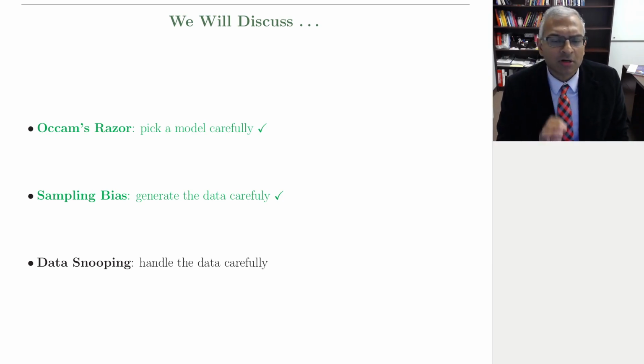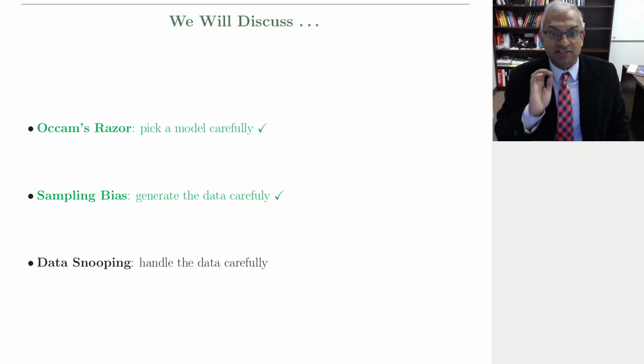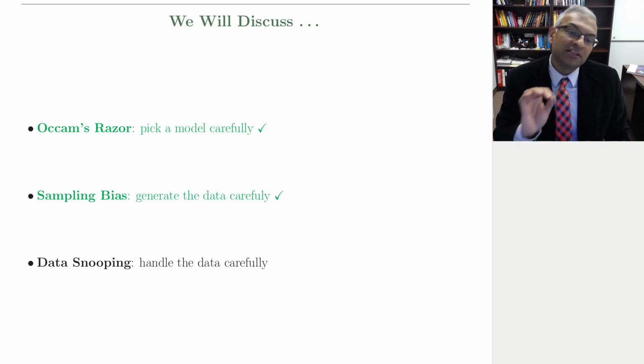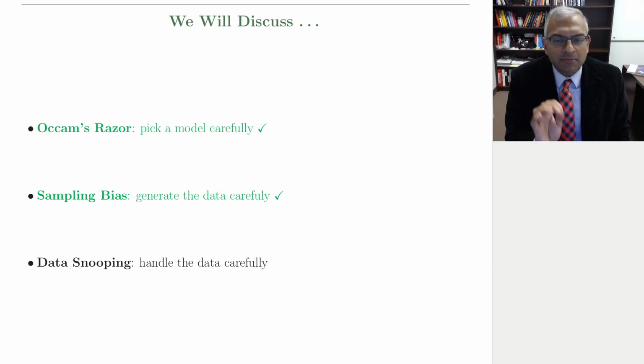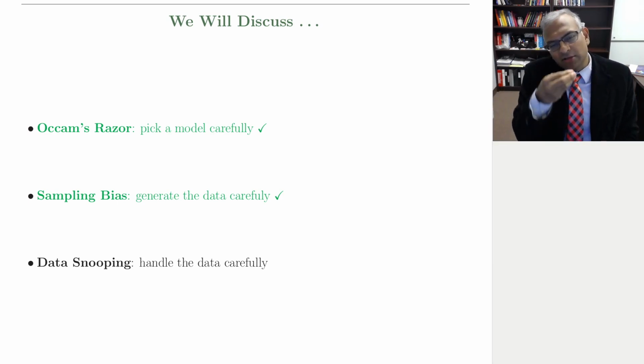So we discussed Occam's razor. Pick your model carefully. In other words, a simpler hypothesis set is better. And then we discussed sampling bias. Make sure that your training bin and your testing bin are the same. If they're not the same, some kind of sampling bias is present.